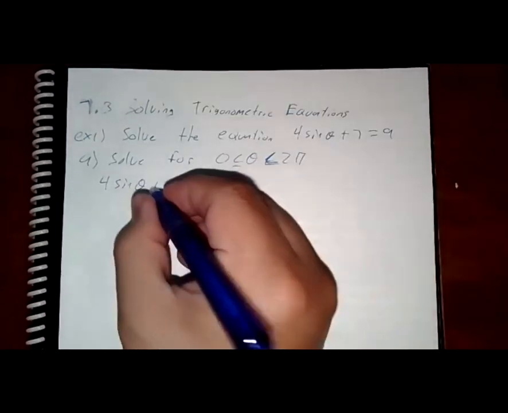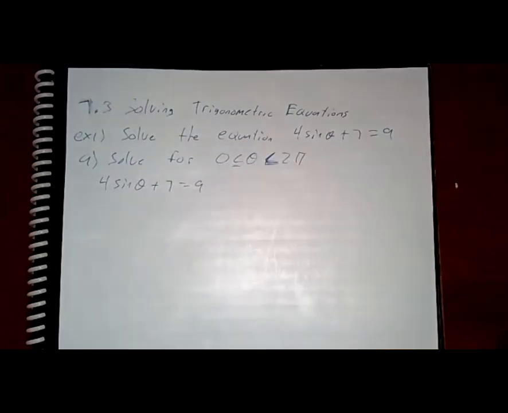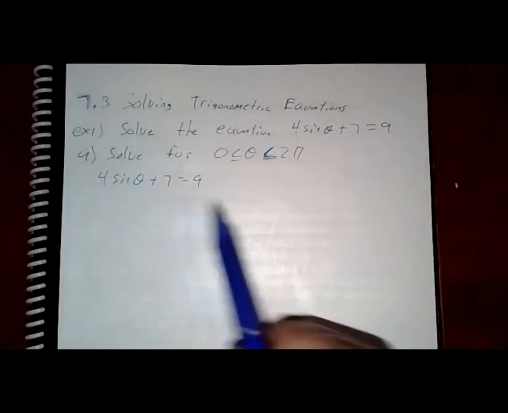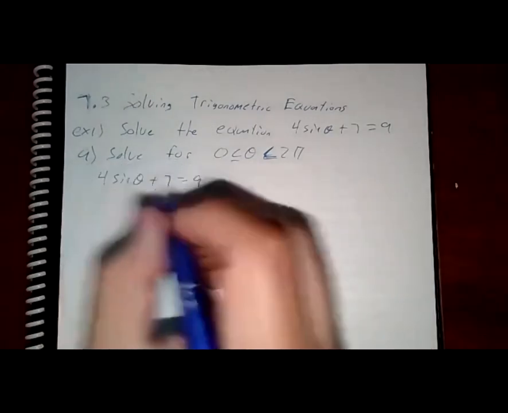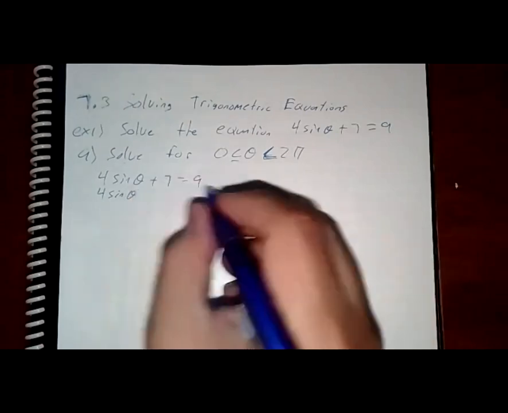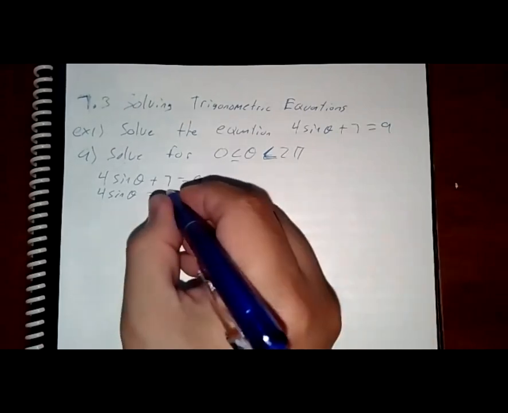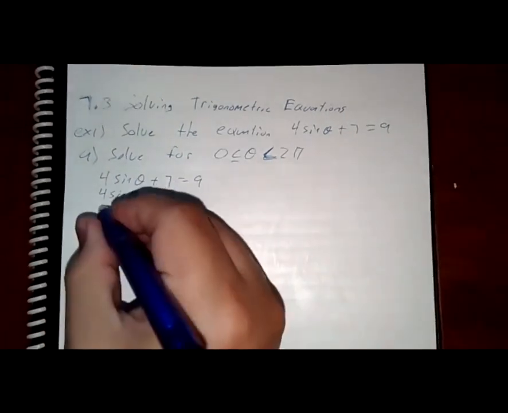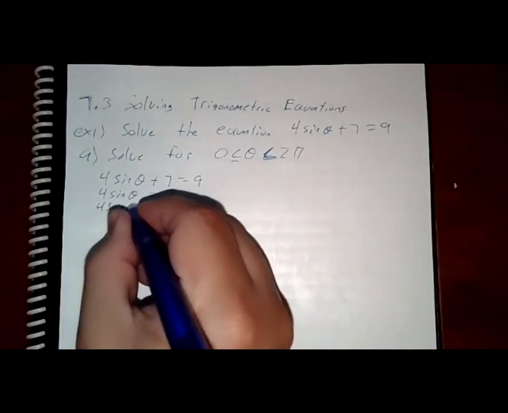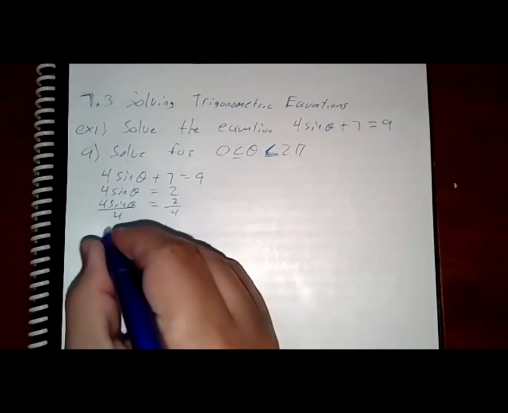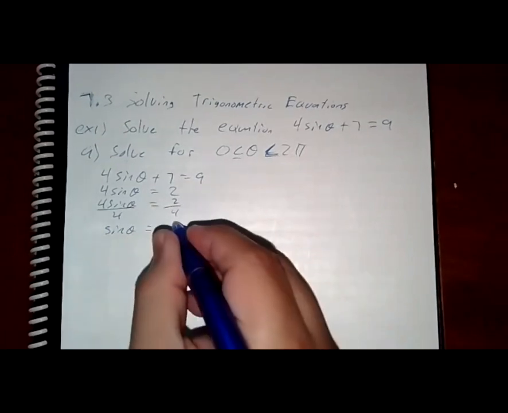Go ahead and solve, isolating the sine function. Treat that like your x variable. So subtract 7 on both sides. That would give you a 2, right? Minus 7, minus 7. Divide by 4 on both sides. Let's show that stuff this time. So sine theta is equal to 1/2.